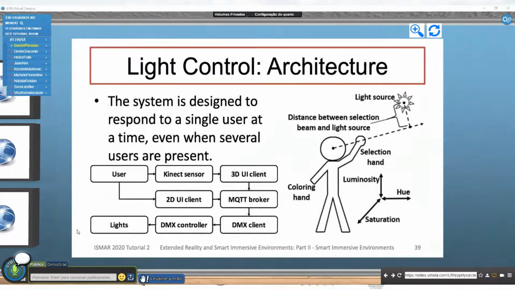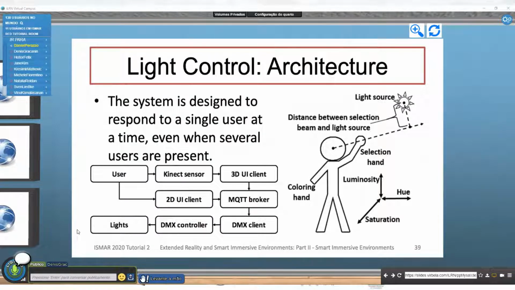In terms of architecture, we actually always respond to only one user. The tracking system knows the geometry of the smart immersive environment. It then does the calculation to determine where the selection hand points, based on the body tracking information, and with the coloring hand, I use that to determine color space coordinates, in this particular case hue, luminosity, and saturation.